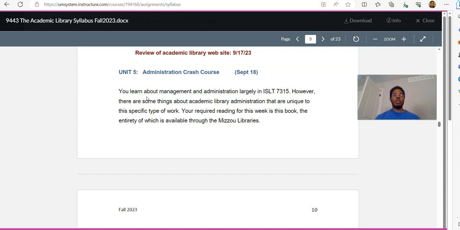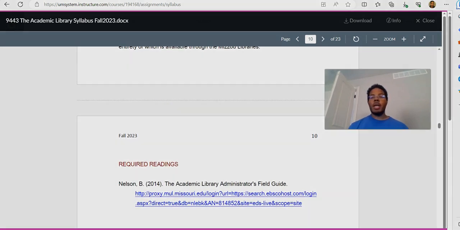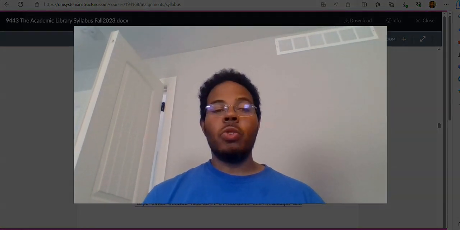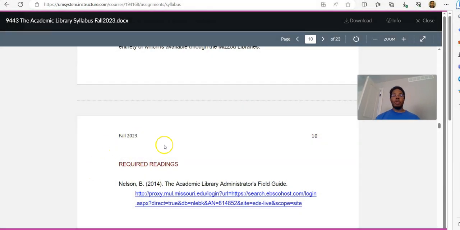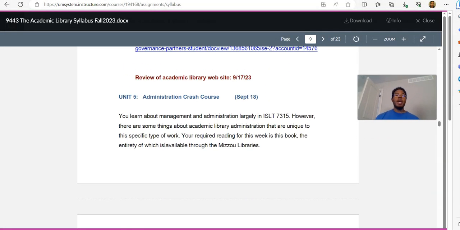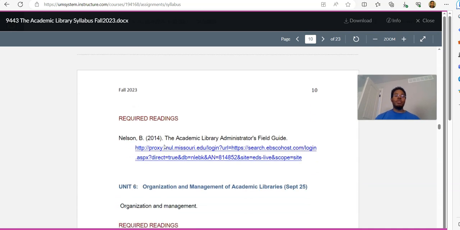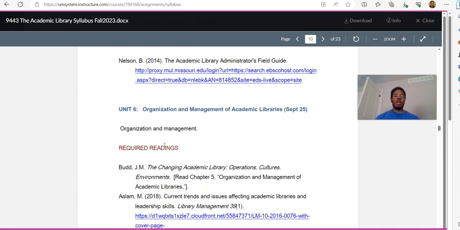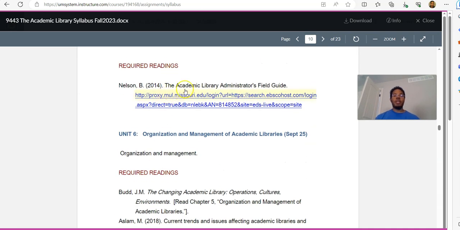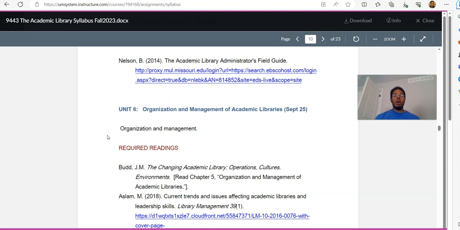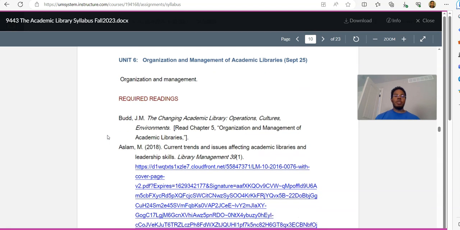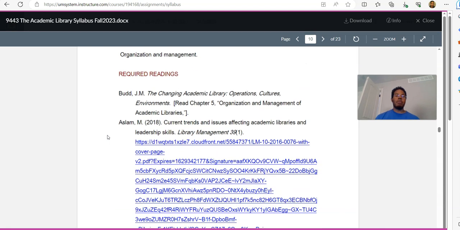You just have a crash course in administration. This is not a management class. You do have a required management class. So instead of having full-on academic library management, we just have a module, but it includes a full book that you will have as an assigned reading that week, and that is a free book. The only book you have to buy is the John Budd book. All other content is stuff that you should be able to access through the library or over the web.